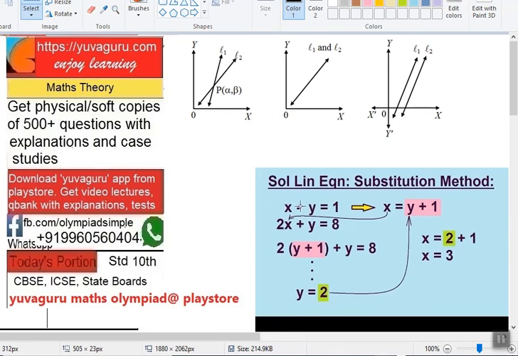See this, you find x equals y plus 1 over here from equation number 1, take y on this side. Now put this y plus 1 in equation number 2. So it becomes 2 into (y plus 1) plus y equals 8. Now we can solve it. It's a single variable now. Okay, so that is substitution.